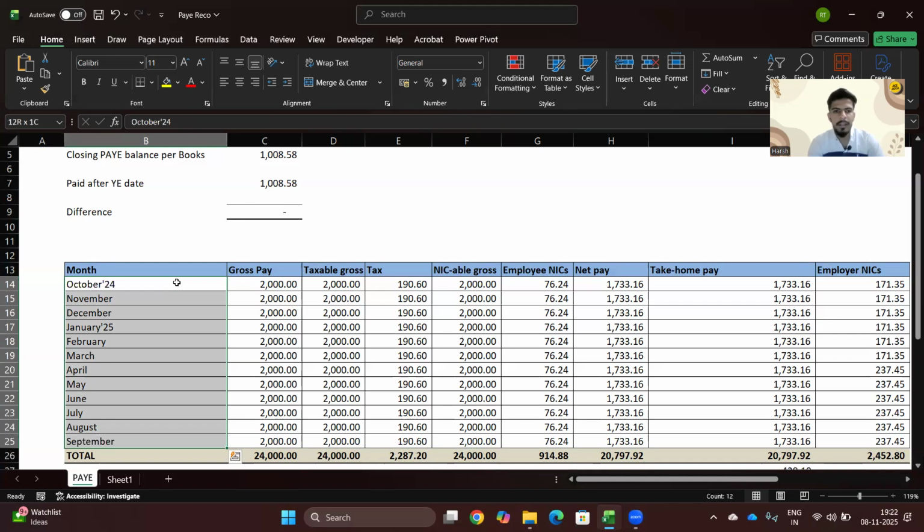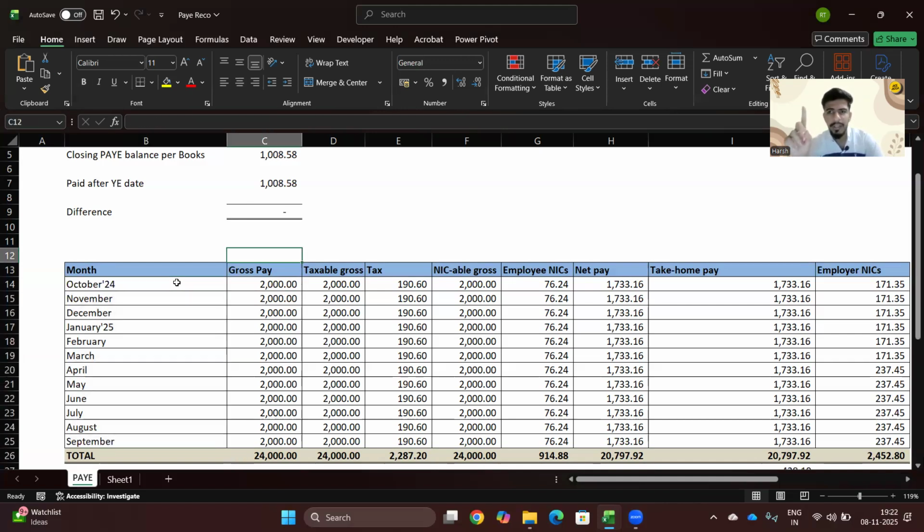The yearly salary of the director. There is only one employee, who is the director of the company. He takes a salary of 24,000 pounds, right? We pay him 2,000 pounds every month. So his annual salary is 24,000. That is his gross pay.